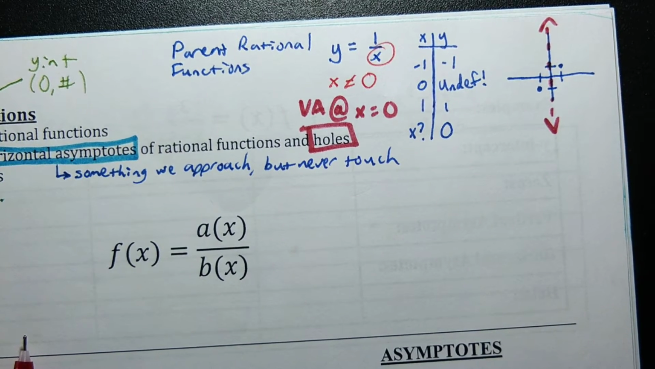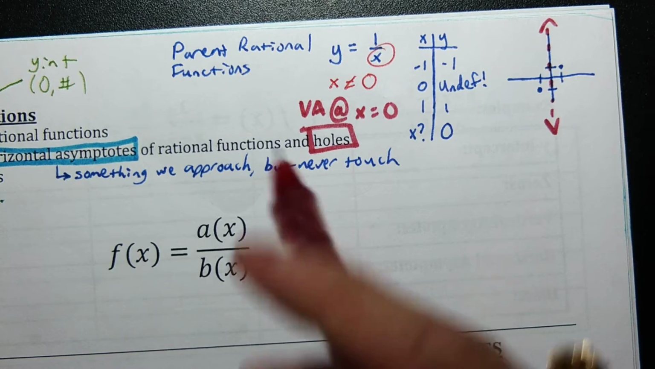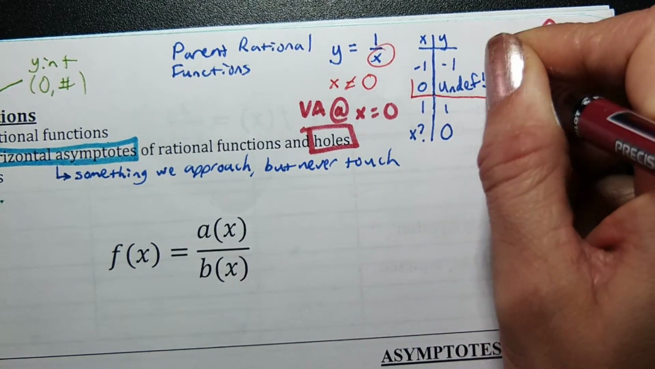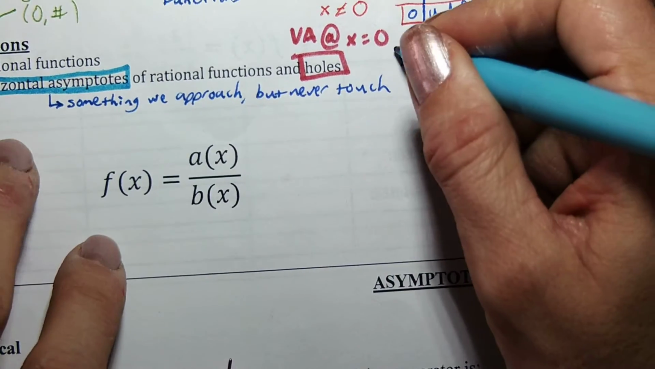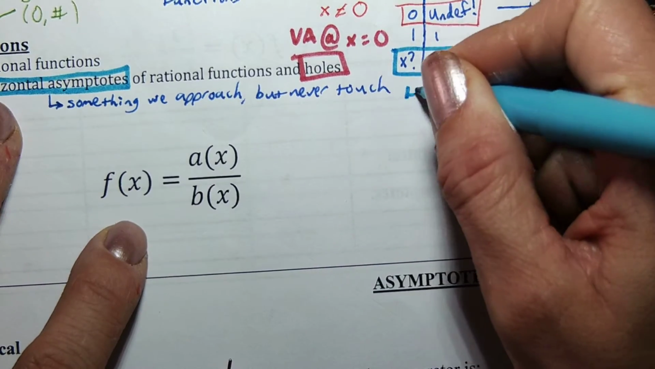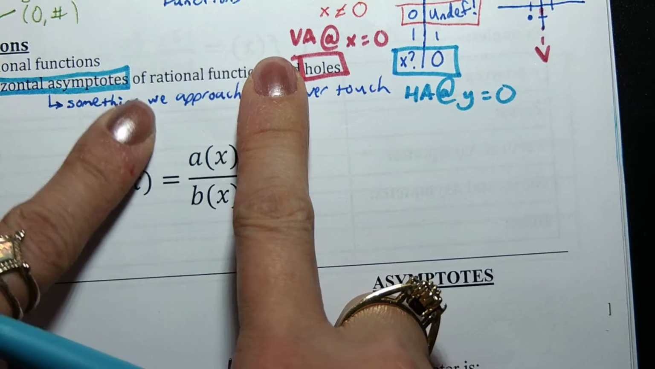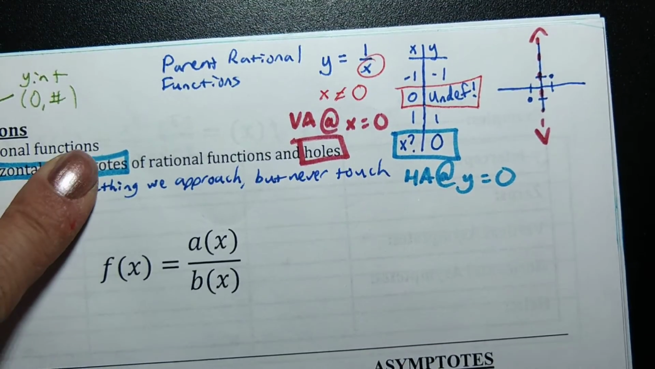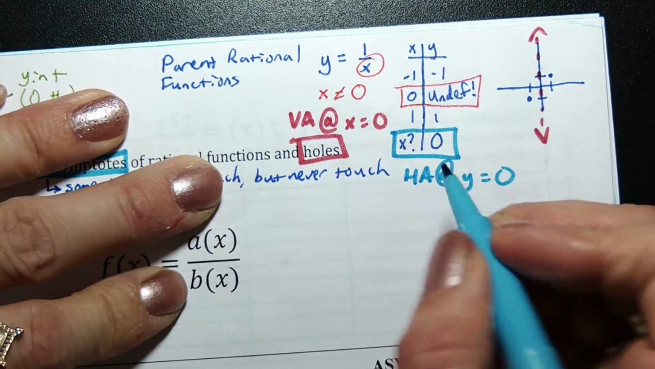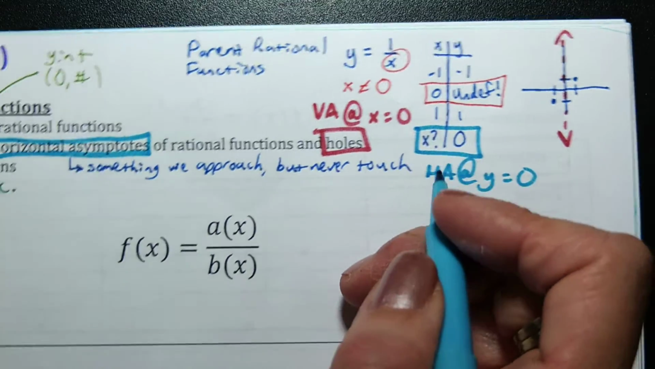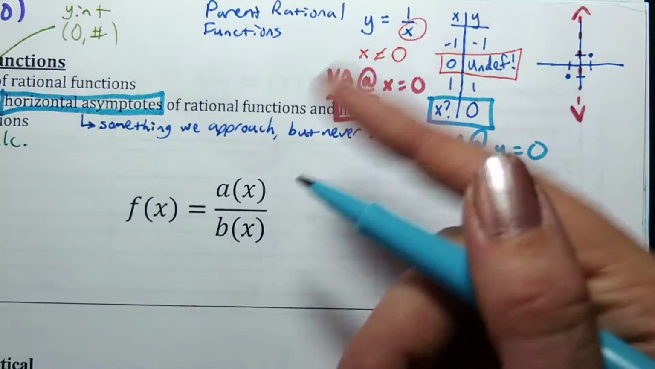So in addition to having a vertical asymptote at X equals 0, we also have a horizontal asymptote at Y equals 0. So Vex and Hay come back to haunt us. Vex, vertical lines are solo X equations. Hay, horizontal lines are solo Y equations.